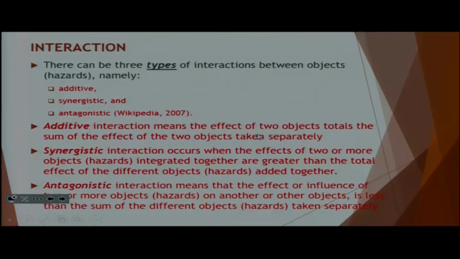Antagonistic interaction means that the effect or the influence of one or more objects or hazards on another or other objects is less than the sum of the different objects taken separately. Meaning that you're going to dilute something which is more dangerous with something which is lighter. It's going to reduce the effect of that particular one. So the reaction is antagonistic. Synergistic makes something even more dangerous. If you mix something dangerous with an antagonistic one, it's going to make it less dangerous. Additive, synergistic, as well as antagonistic.